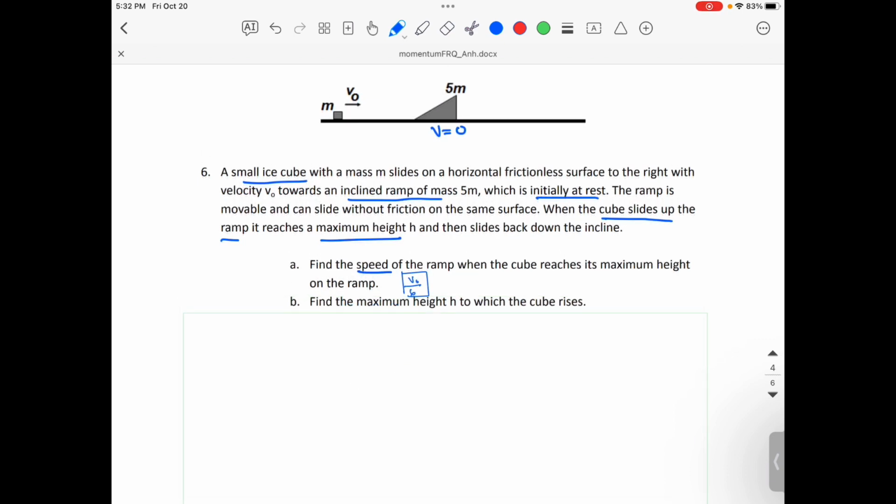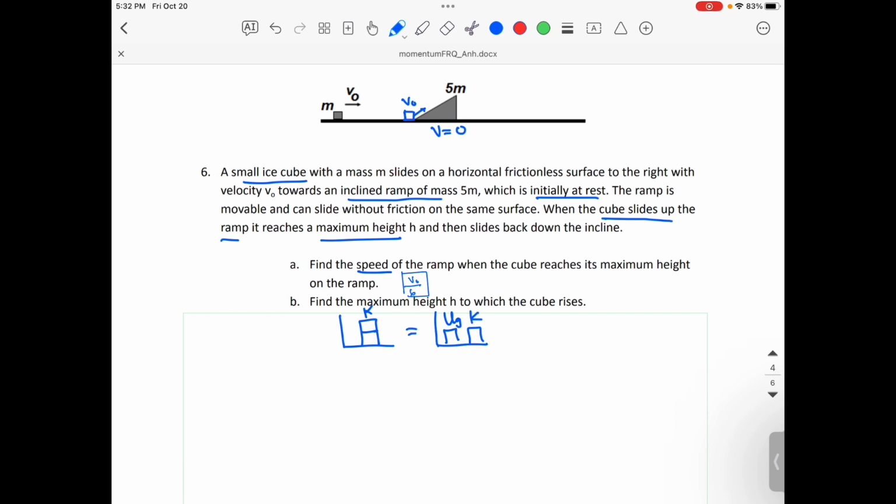For part B, it says find the maximum height to which the cube rises. In this scenario, the block starts at the bottom of the ramp, but once it hits the ramp, it has an initial velocity of v naught. So it has kinetic energy at the bottom, and then as it goes to the top of the ramp, both the ramp and the block are moving, so there's some gravitational energy and kinetic energy.